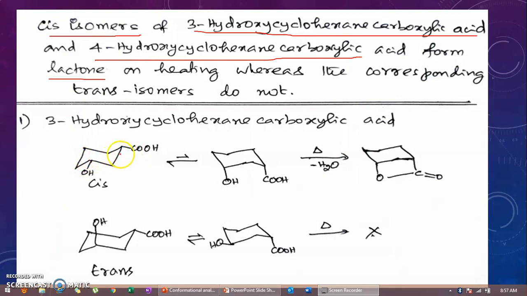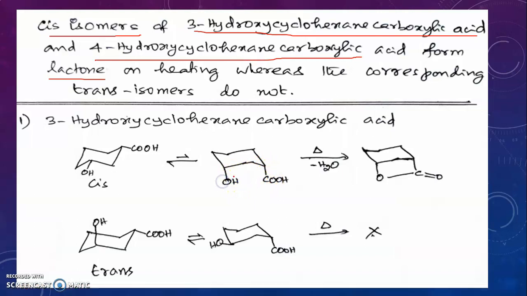See, in the cis isomer, the acid group and the hydroxy group are present in the 1,3 position. So 1,3 cis, in which both groups should be either axial or both equatorial. Are you able to understand? Now the equatorial conformation is more stable, so we start with the equatorial conformation first. Then, because of ring flipping, you get the diaxial cis. In the diaxial cis, the OH group and the acid group are spatially very close in proximity, right? So on heating, they react, eliminate a water molecule, and form a cyclic ester, also called lactone.